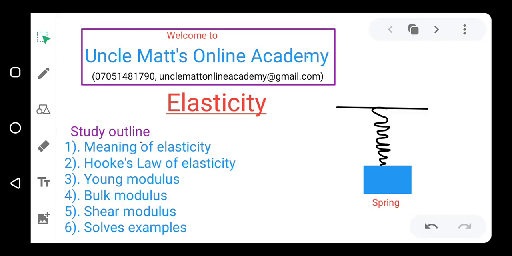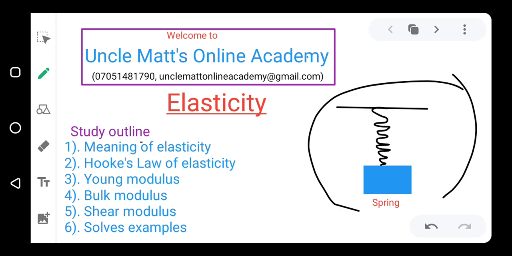Now, this is actually what you are going to look at today: a spring or a rubber, anything that we can apply a load on, and when we remove the load from it, the thing will come back to its original form. Like our rubber, when we put a load on a rubber and remove the load, it will come back to its original shape.